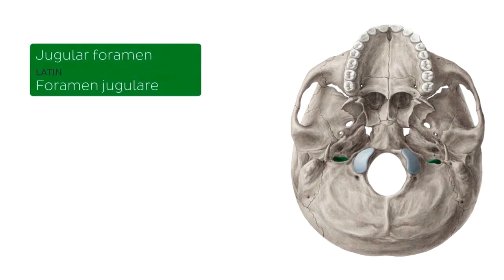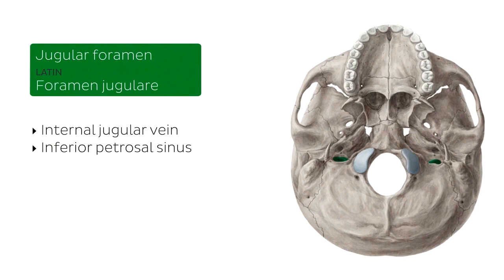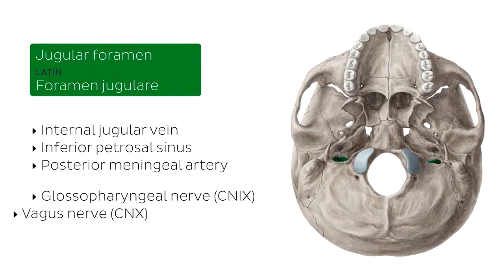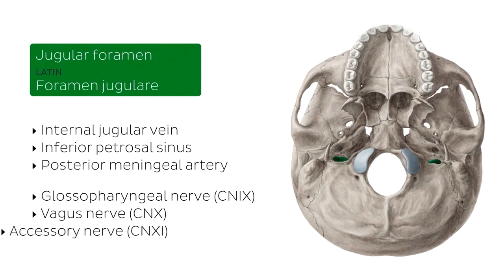Last foramen that we need to cover for the inferior view of the skull is the jugular foramen, and it is located behind the carotid canal at the base of the skull. Several structures pass through the jugular foramen, and those include the internal jugular vein, the inferior petrosal sinus, the posterior meningeal artery, and there are three cranial nerves that also are transmitted through the jugular foramen. And these include the glossopharyngeal nerve, the vagus nerve, and the accessory nerve.